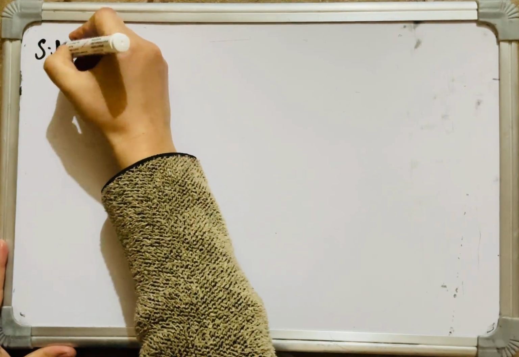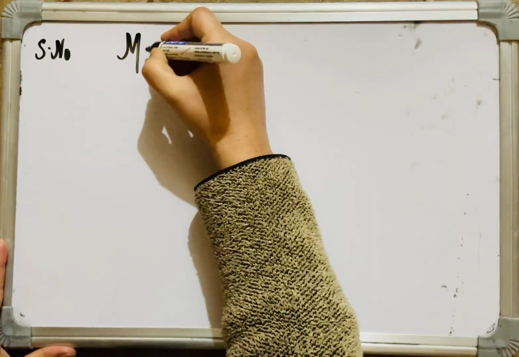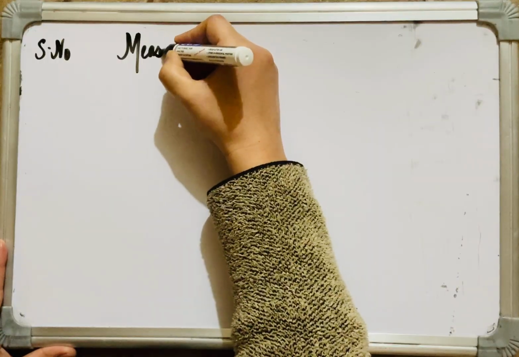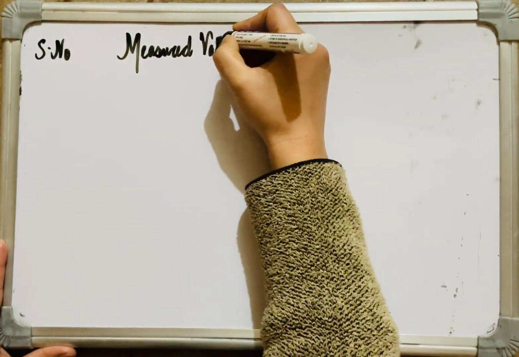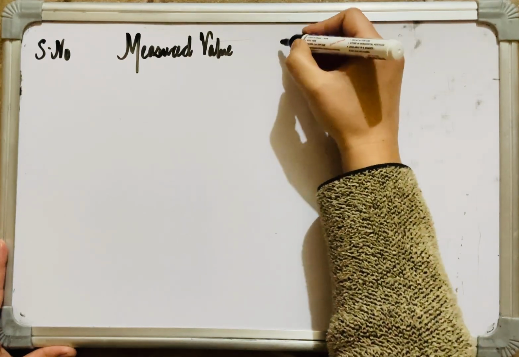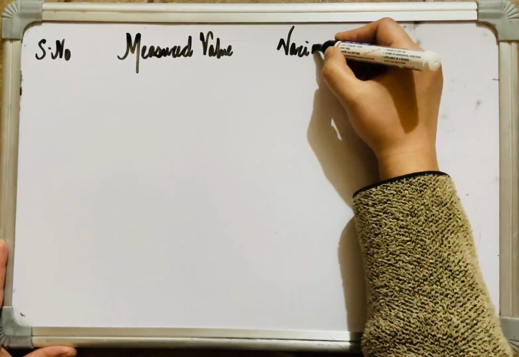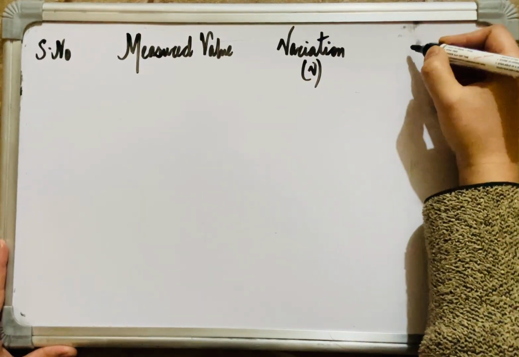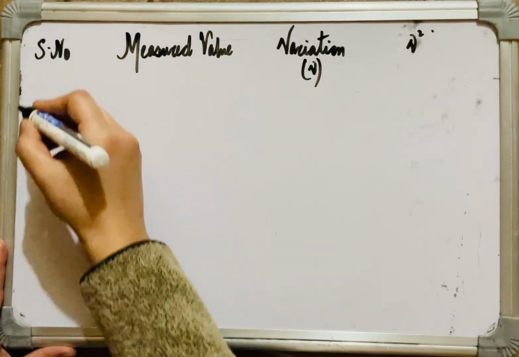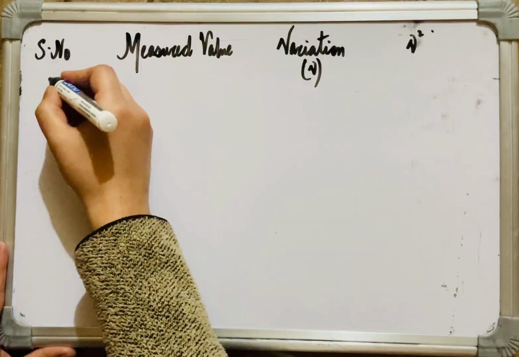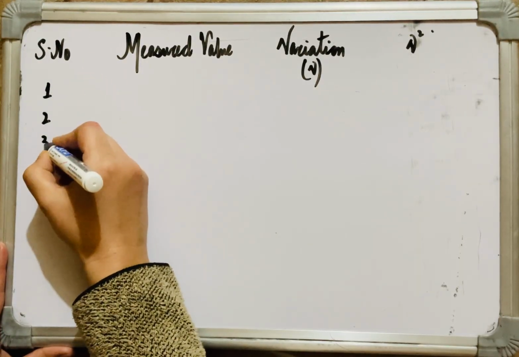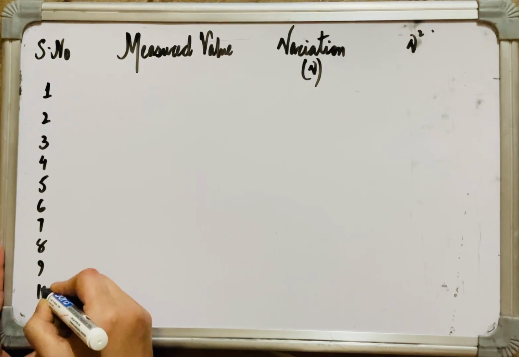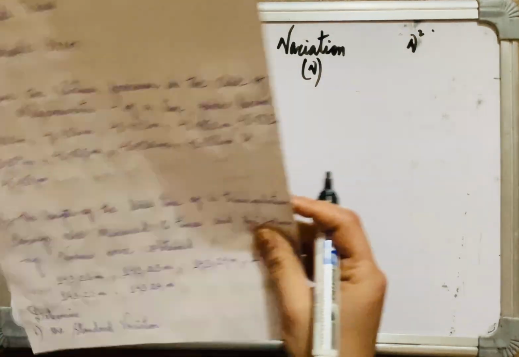Serial number, measured length, or the measured value. All right. Then we have the variation, or the residual error, or the residual, and then the square of it. All right. So how many measurements have been taken? 10. Measured value. These are the measured values.